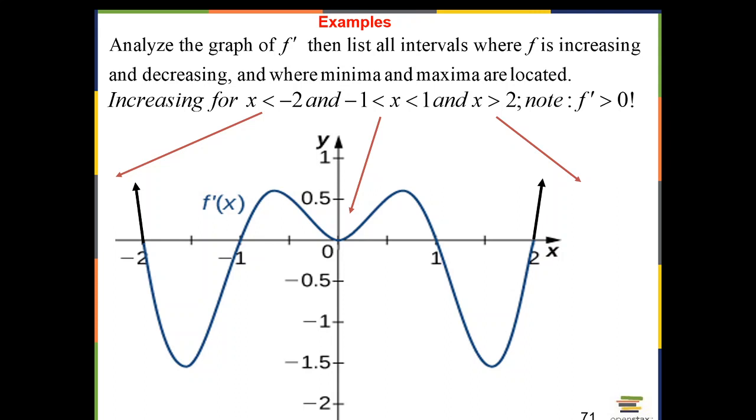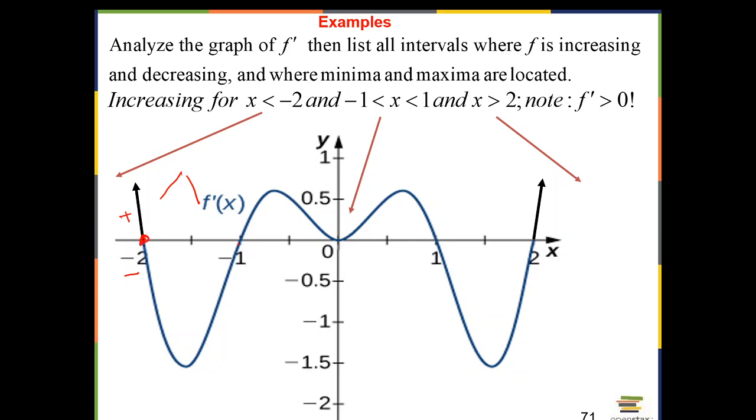All right. Now, what about where the minima and maxima are located? Is there a min or max at -2? Yes, because f prime changes from positive to negative. What does that mean at -2? It means the function is increasing and then is decreasing after this point. So there is a max at that point, right?